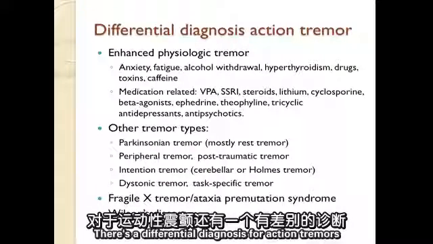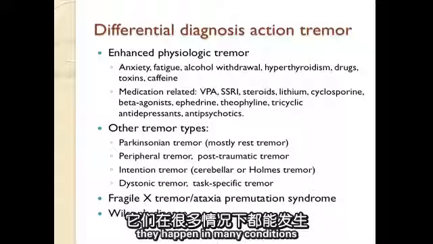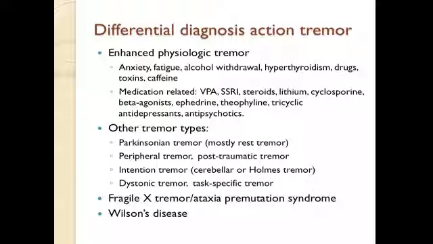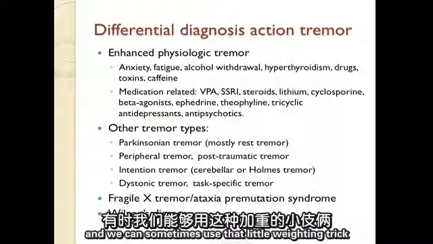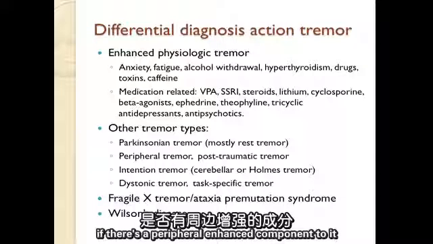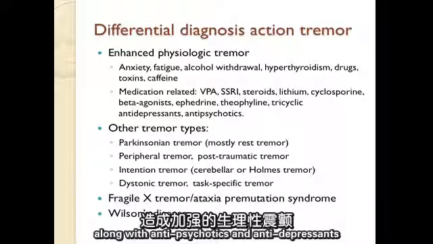There's a differential diagnosis for action tremors. So action tremors are nonspecific. They happen in many conditions. Enhanced physiologic tremor is the main one we can distinguish, and we can sometimes use that little weighting trick to figure out if there's a peripheral enhanced component to it. Most medications cause enhanced physiologic tremor, along with antipsychotics and antidepressants.